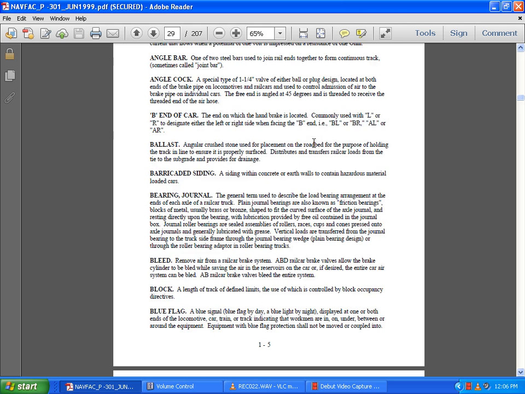Commonly used designations are L and R, left or right when facing the B end, that is BL, BR, AL, or AR.